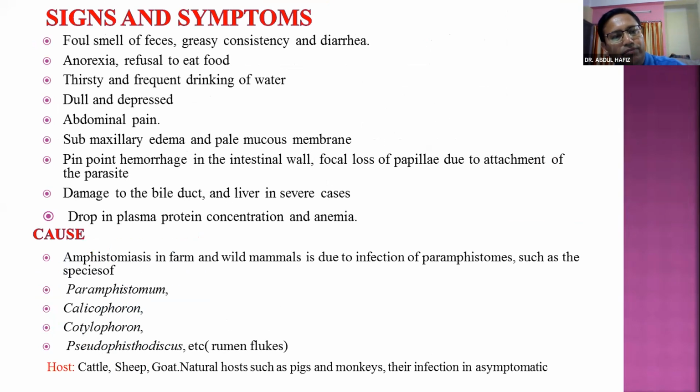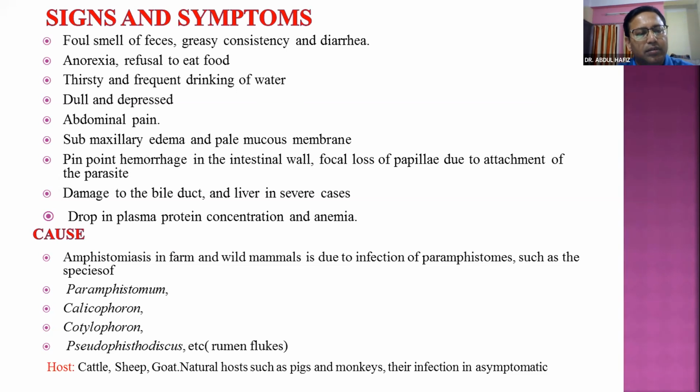Common symptoms: foul smell of the feces. It's a very typical symptom of amphistomiasis. And anorexia, refusing to eat, thirst, dull and depressed, abdominal pain, and submandibular edema. These are the main symptoms. And in blood examination, plasma protein, that means ALT, AST, will be reduced.